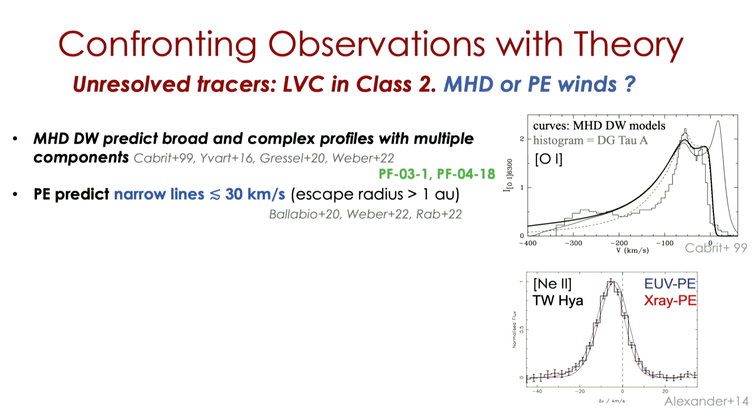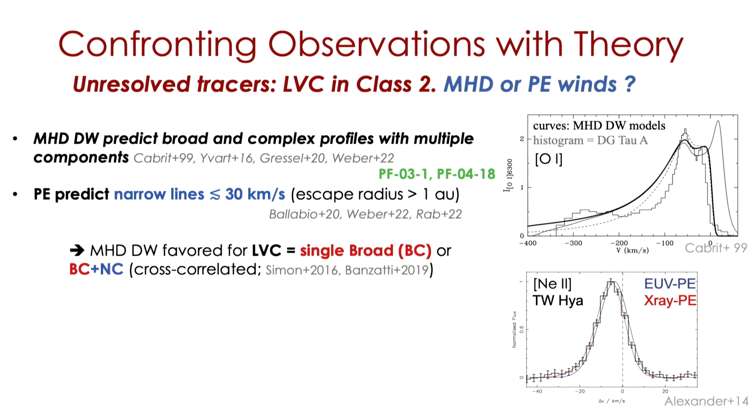The photoevaporative winds predict narrow lines for the reasons I said, that you have to be beyond a few AU to escape from the potential well. There are slight differences between EUV and X-ray driven, but they look pretty similar. So how does that compare with observations? Well, you remember that some sources have pretty broad low velocity components, sometimes just a broad component actually, that can go up to 100 km per second wide. So clearly MHD disk winds would be favored for these ones.